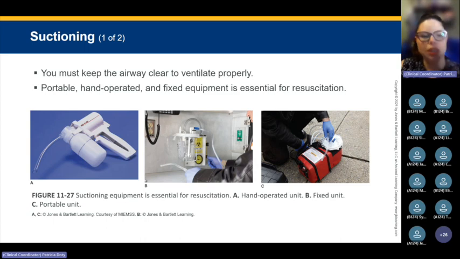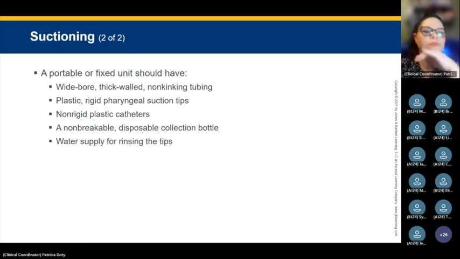And then you guys can read figure 11-27 on the suctioning equipment. The first one is a handheld. The second one is in the truck, and the third one is going to be our portable unit that you're going to see a lot of. All right, the portable or fixed unit should have the wide bore, thick-walled, non-kinking tubing.